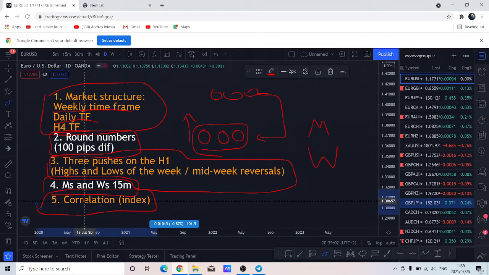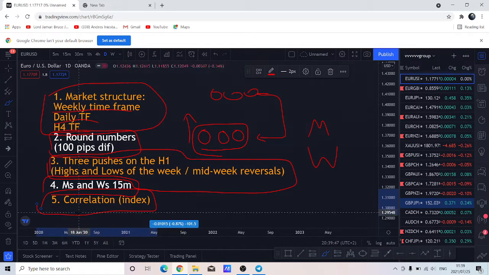about the correlation. So now I'll be going to a particular currency pair to analyze the market using the exact information that I was telling you about. Remember, I look at the market structure on the high time frame, then I look at the round numbers, then I look at the three pushes that is happening on the H1, which also creates a midweek reversal or a high or a low of a particular week. Then I also go down to the 15-minute time frame to enter my trades using M and W patterns.